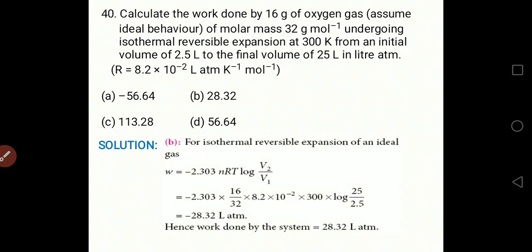So answer is here. So 28.32 almost, so answer is B.